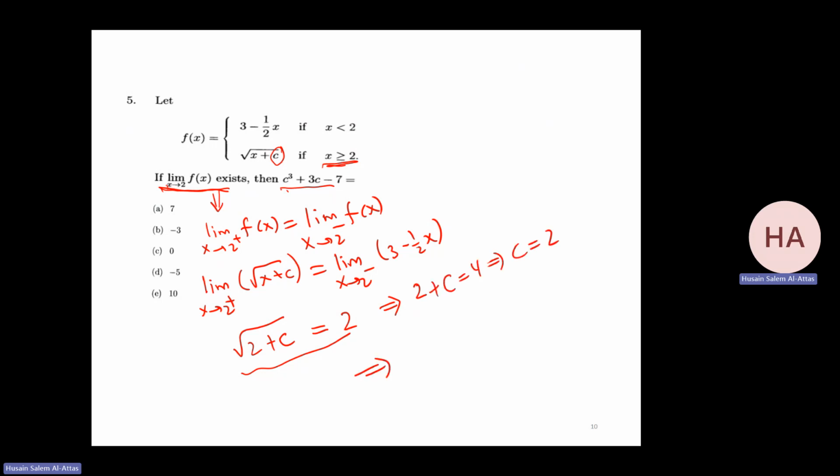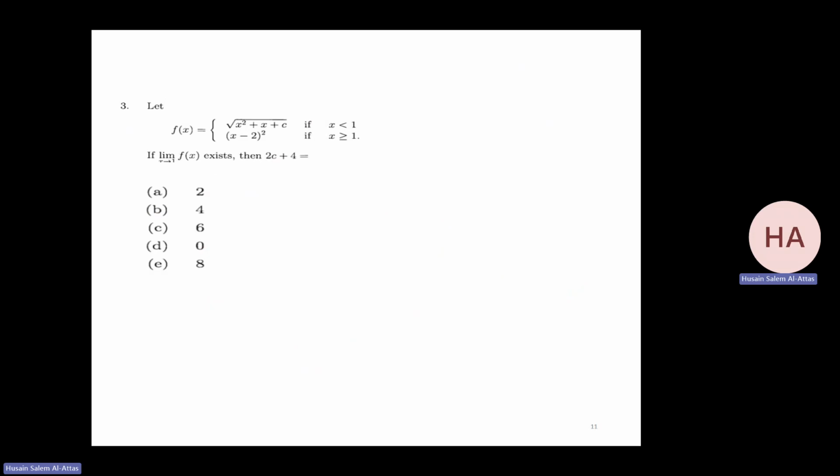That means this expression, c cubed plus 3c minus 7, equals 2 cubed, 8, plus 6 minus 7. 14 minus 7 is 7, so this will be my answer.